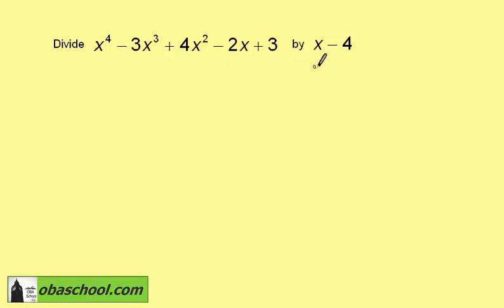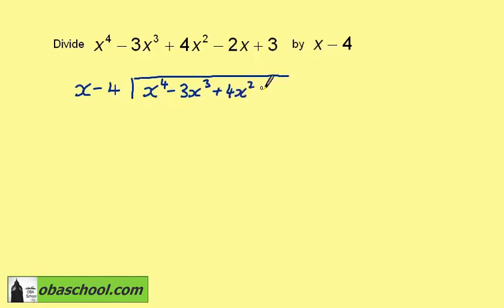Here we have a revision example on algebraic division. We're going to divide x to the power 4 minus 3x cubed plus 4x squared minus 2x plus 3 by x minus 4. We set this up by putting the x minus 4 at this end, and then under the division sign, the x to the 4 minus 3x cubed plus 4x squared minus 2x plus 3.